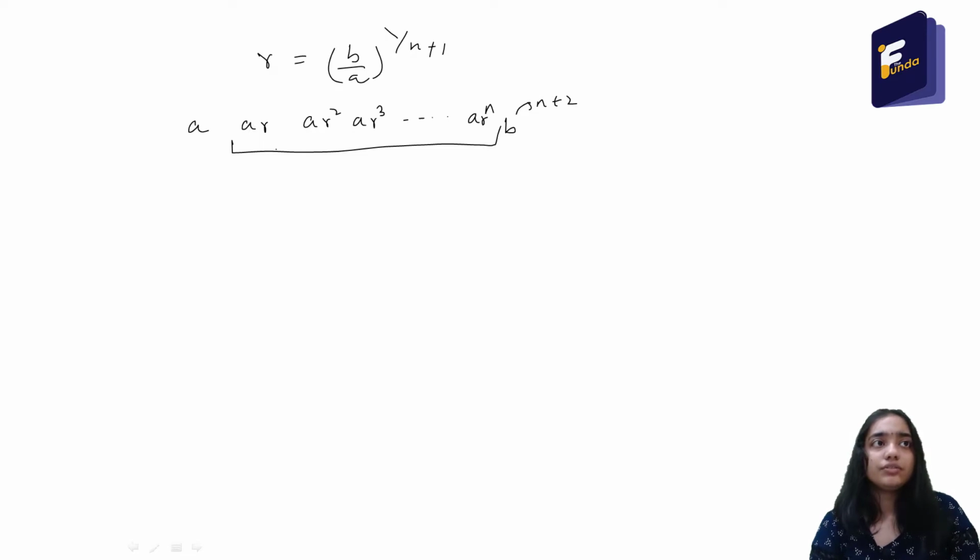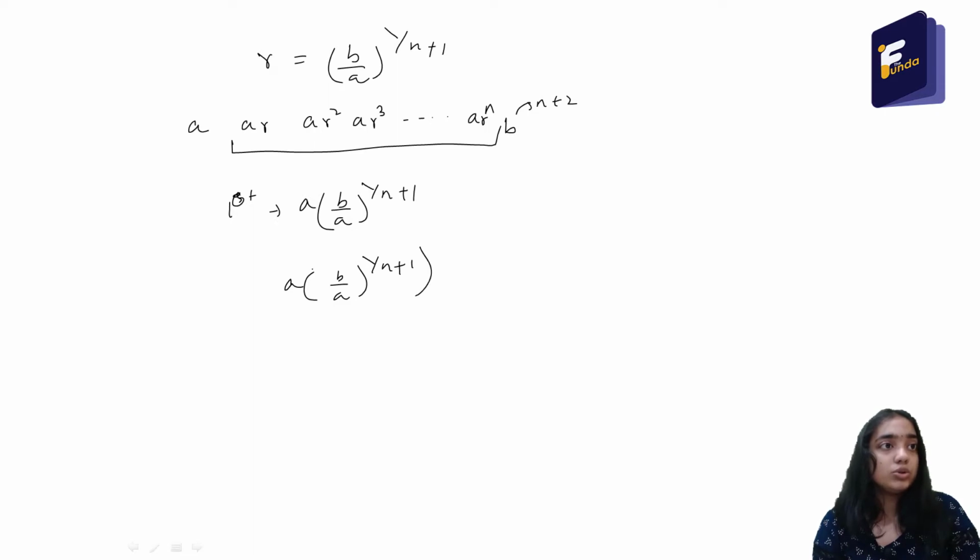So now we have the value of r. The first inserted geometric mean will be a into (b by a) to the power 1 by n plus 1, that is ar to the power 1. The second inserted geometric mean will be a into (b by a) whole to the power 1 by n plus 1, whole square, because we are talking about ar square. So like that we can calculate.